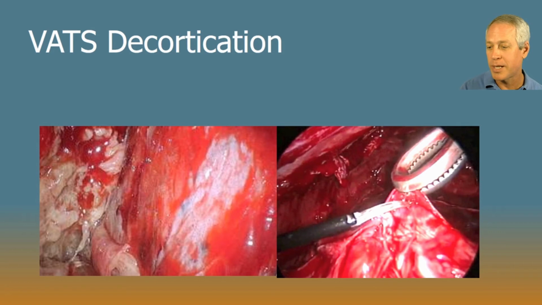And then VATS decortication, a little harder to tell what's going on, but you get the idea. It's the same thing, just done through a scope. There's an instrument right here. It's pulling off the peel, and this can require a little bit more tedious dissection with multiple instruments too, but it's, again, less invasive and preferable if the decortication is not too extensive.